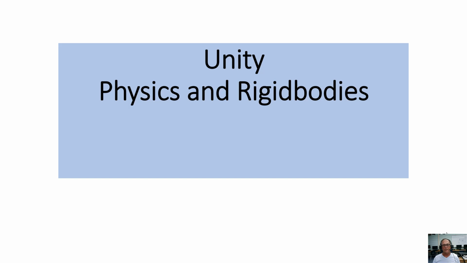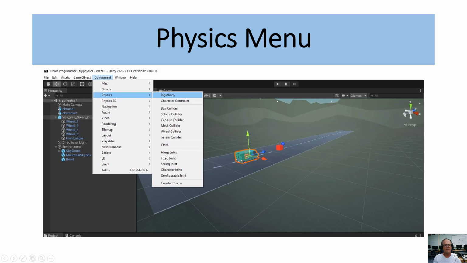So we're going to be working with the Unity physics and colliders and rigid bodies this week. So I wanted to make sure we take a couple minutes and fully understand what exactly we're talking about. So the physics menu, we've used it a couple times in Unity, and it adds physics to our game objects so they can interact when we play them just like they do in the real world.